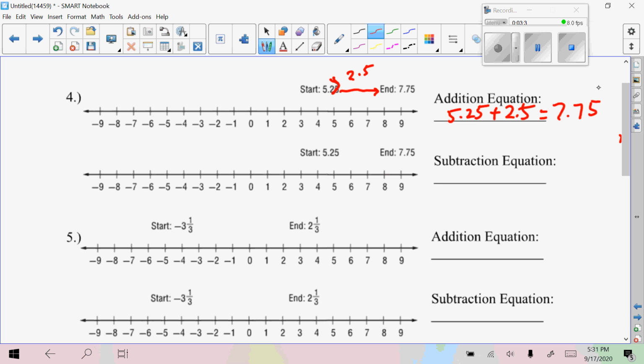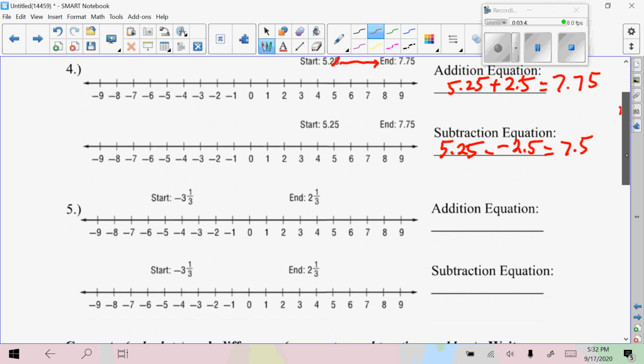All right, why don't you pause now and see if you can come up with the subtraction equation for that. All right, there you go. You would have to subtract the -2.5 for that one.